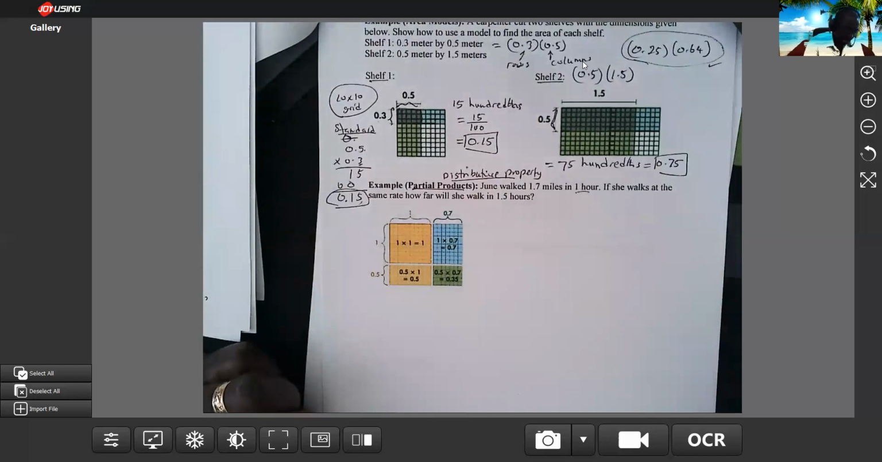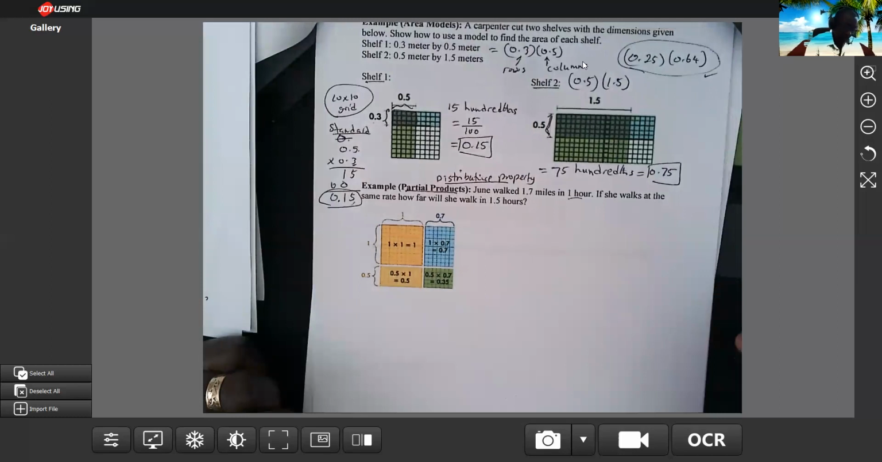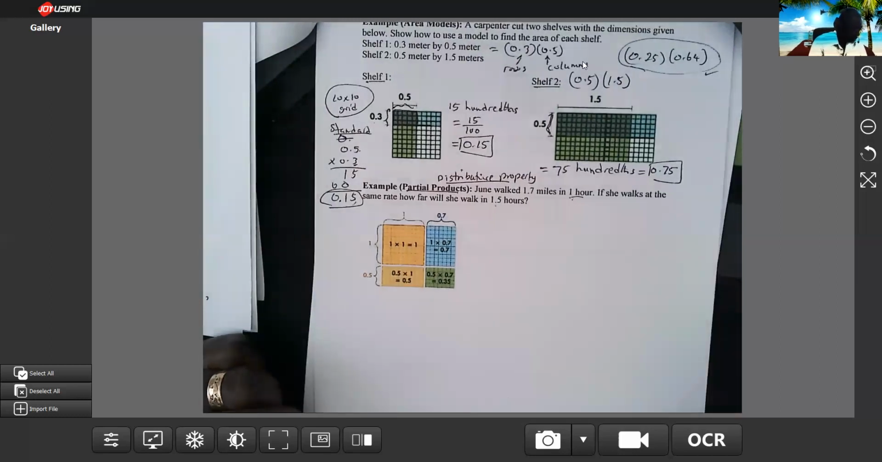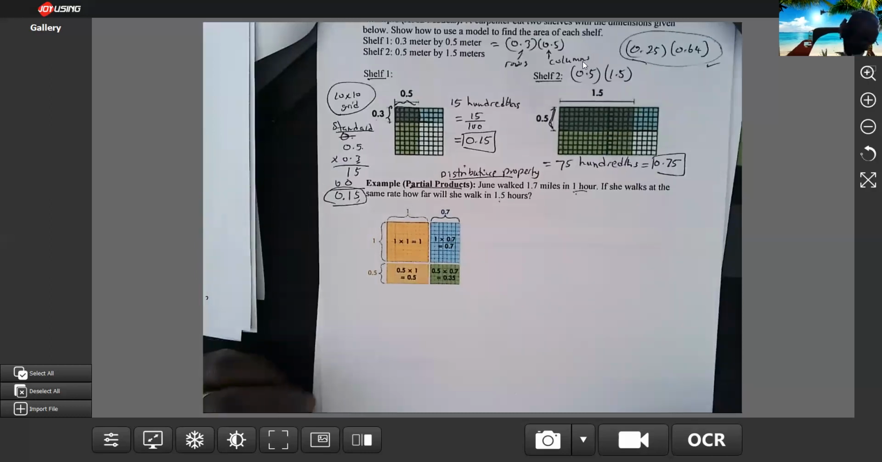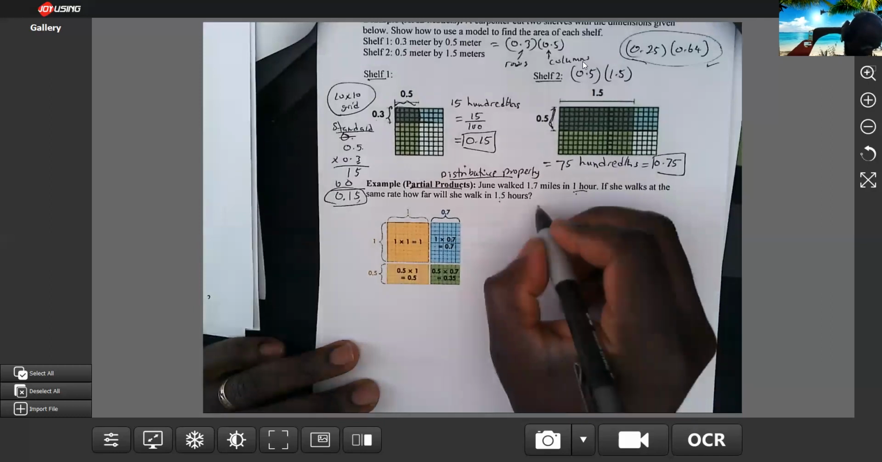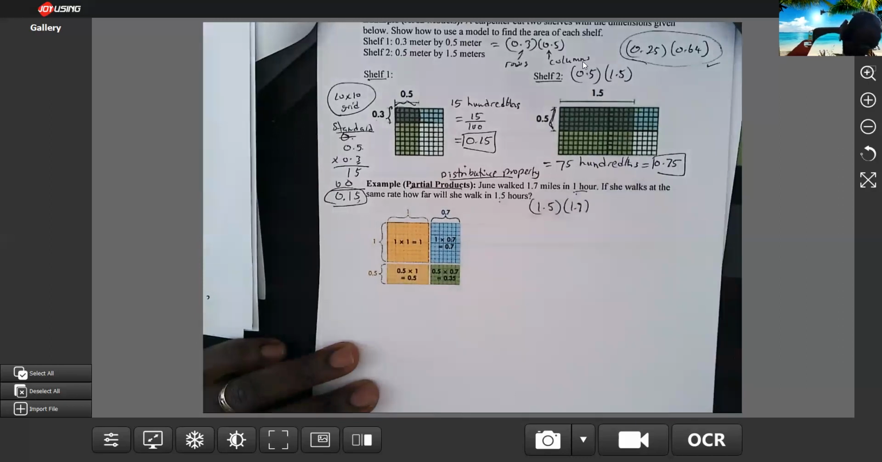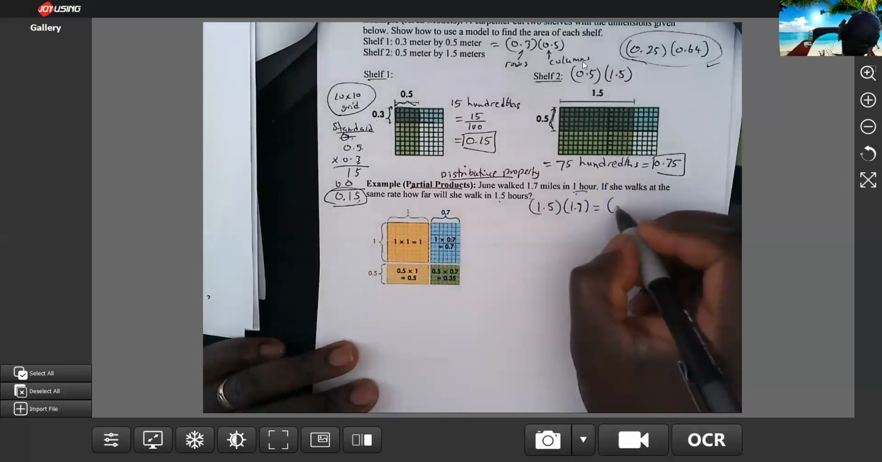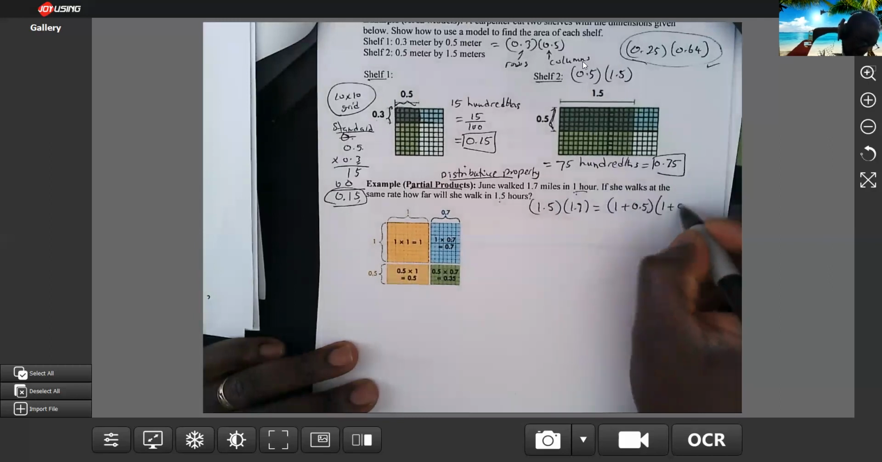So if you have 1.5 hours, how many miles is that? Okay, you can think of this as 1.5. So if you multiply that by 1.7, that is what? That should be about 3 if you add all of them. So let's see how we can get that. Well, this is the same as saying 1.5 times 1.7, which is the same as what? 1 plus 0.5 times 1 plus 0.7.